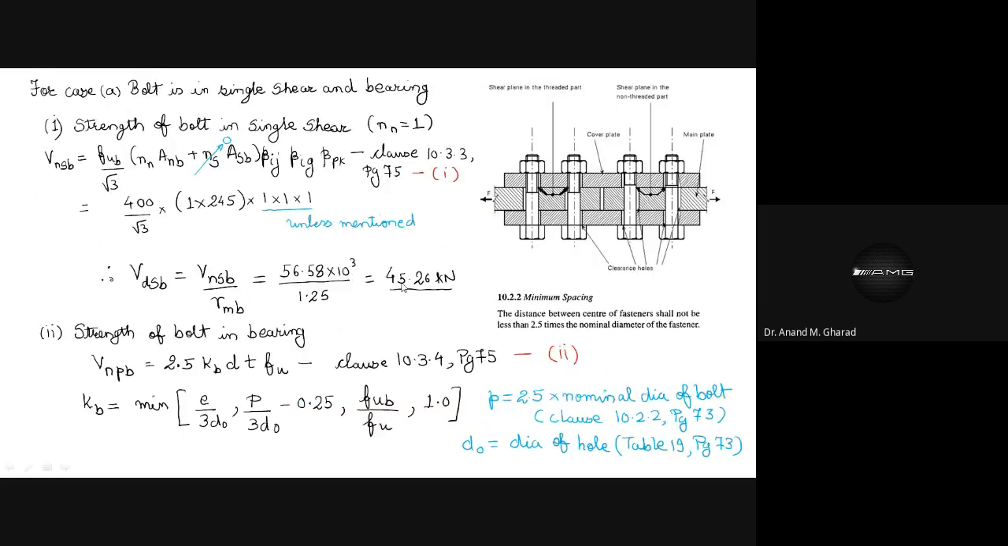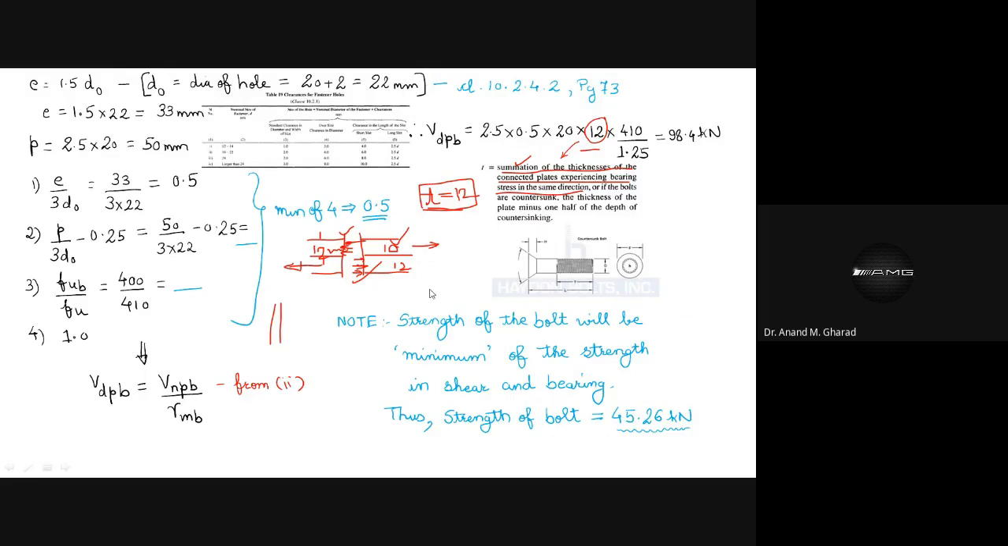So this came out to be 45.26, and this is 98.4. The minimum of these will be governing the design. For this, we have to take care. This is the actual capacity, and beyond this capacity, it will not be able to sustain the load. This is the ultimate capacity of that bolt.